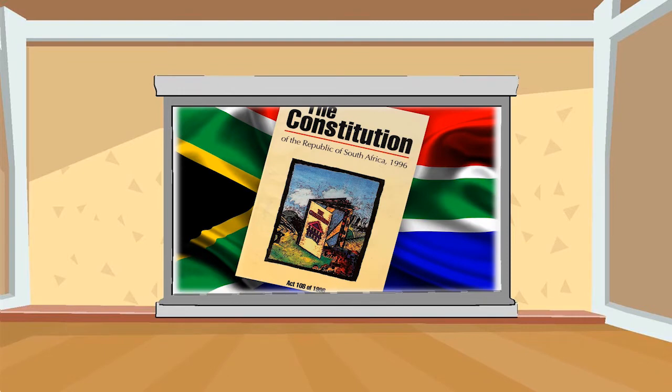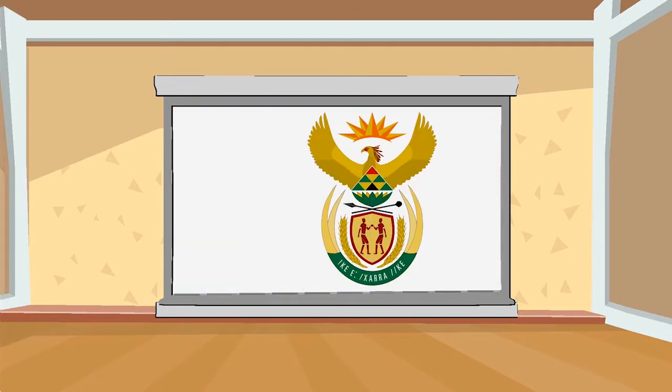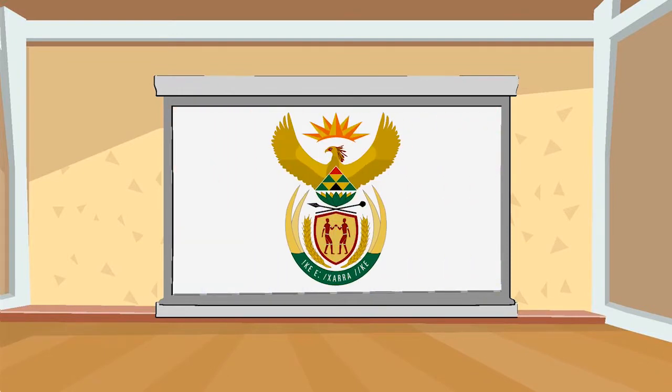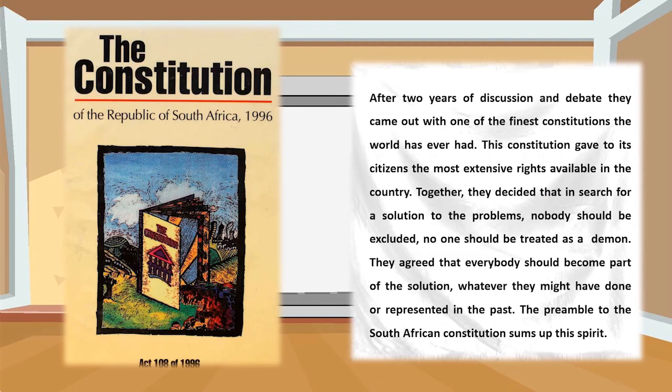After a couple of years of endless discussions and debates, the committee came out with one of the greatest constitutions in the world. This constitution comprised equal rights for all. It provided all the possible rights available in the country to its citizens. They all as a team considered every possible problem in the country without excluding anyone and also without mistreating anyone. They considered all the citizens as one and included all of them under the constitution irrespective of their past deeds.